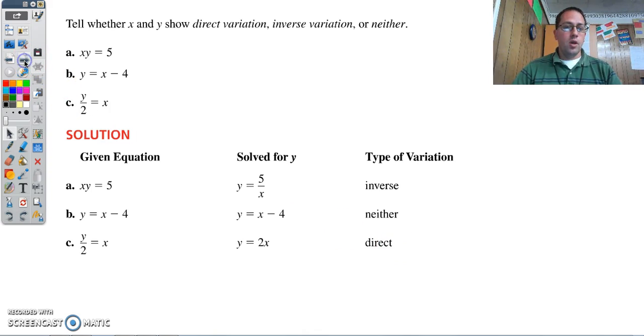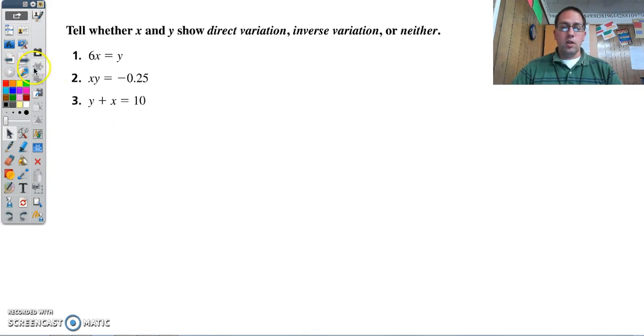Okay. What I want you to do is that same thing with these three equations. Pause the video, work out whether they are direct, inverse, or neither one, and then come back and check your work. All right, let's see how you did. Number 1, direct variation. Number 2, inverse variation. And number 3 is neither one.